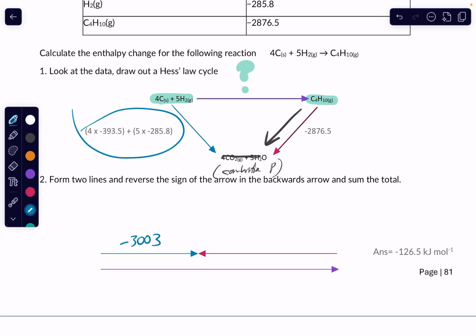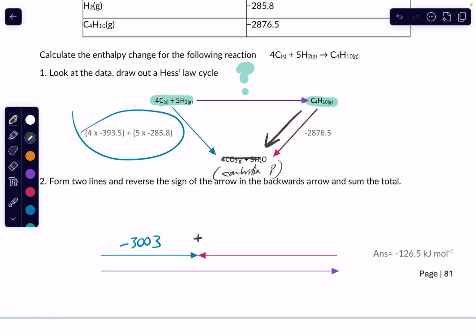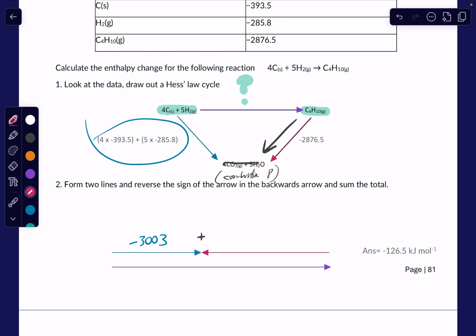3003. It's really important you keep these negatives where they are. So input that into a calculator exactly as it is. I'm going to put a plus sign here to remind myself that I'm just going to add these two arrows together. And don't worry, I will remember to flip them. The red arrow has a value of negative 2876.5. But like we said earlier, that red arrow is pointing the wrong way.